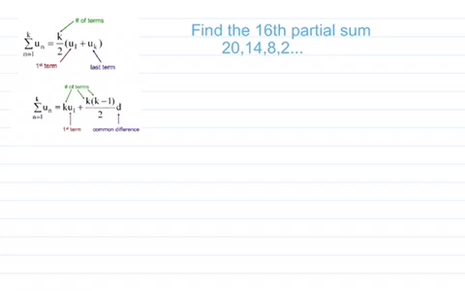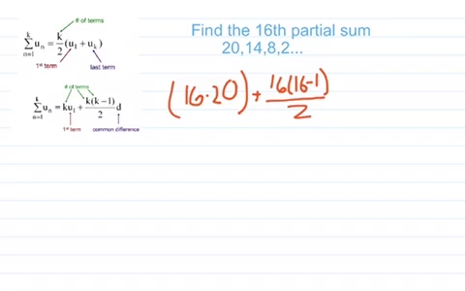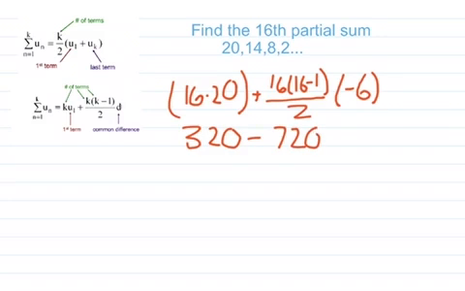Okay, so we're using the second equation. We are going to do 16 multiplied by 20 plus 16 multiplied by 16 minus 1 over 2 multiplied by negative 6. 16 multiplied by 20 is 320 minus 720, which equals negative 400. So the partial sum is negative 400.